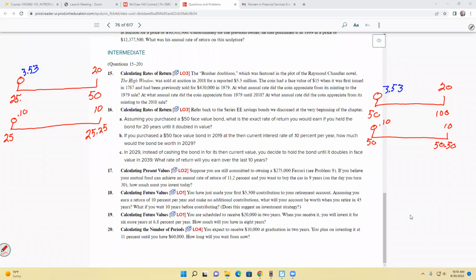Then it said, instead of cashing the bond in 2029 for its current value, decided to hold it till its face value doubles again in 10 years. So now we're going from here to here. They're saying instead of cashing it in right here, we're gonna hold it for another 10 years until it actually does double in value. Depending on which way you did this, what's the rate of return on the bond now?